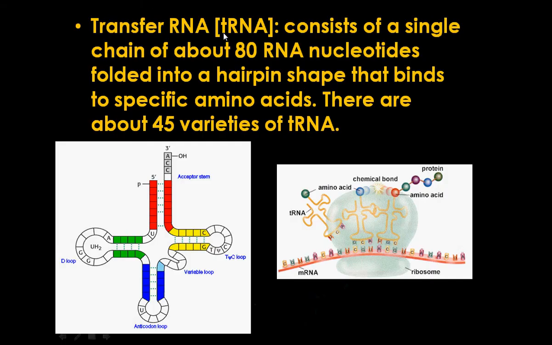Transfer RNA, often abbreviated with a lowercase t, capital RNA, consists of a single chain of about 80 RNA nucleotides that are folded into a hairpin shape. That hairpin shape represents a T. This is one reason that we can call it tRNA, or it's easy to remember. There's about 45 different varieties of tRNA. Their main function is to have a specific codon attached to one end and an amino acid that's specific to that codon attached to the other end.